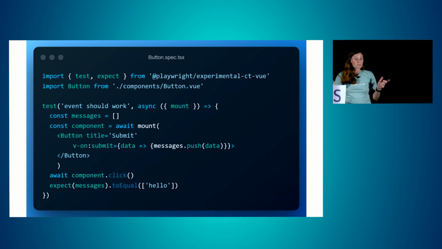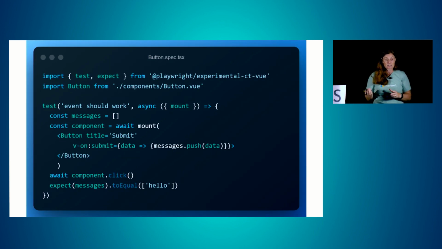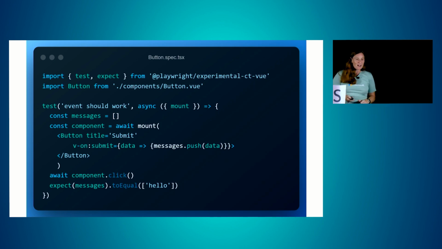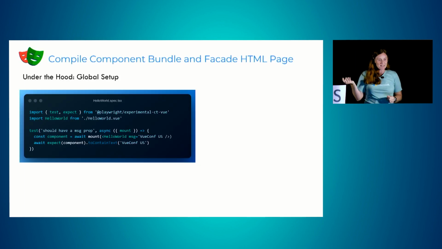And again, you can also write this in JSX, which makes it a little bit nicer to read, in my opinion. But again, the choice is yours. Do whatever makes you happy. But here, the button title, v-on submit, data push, button click, equal to, blah, blah, blah. So that works as well, just as you'd expect.